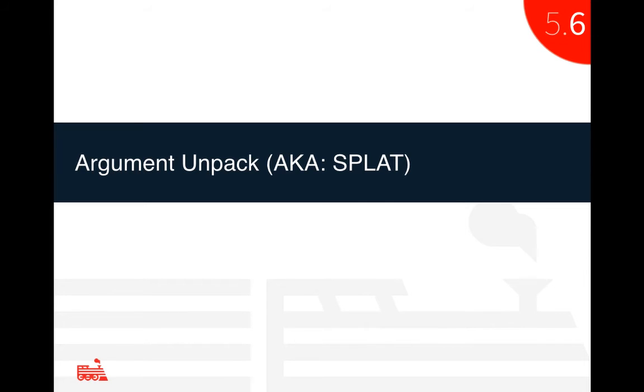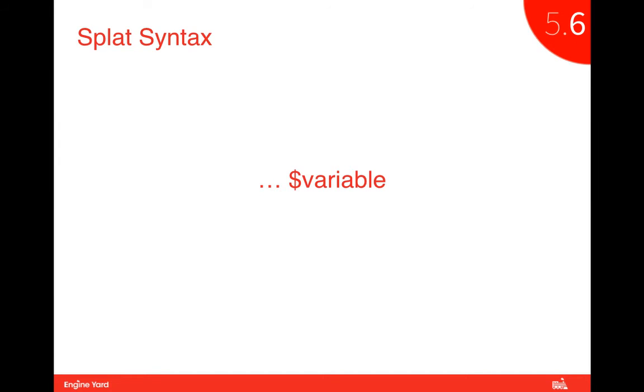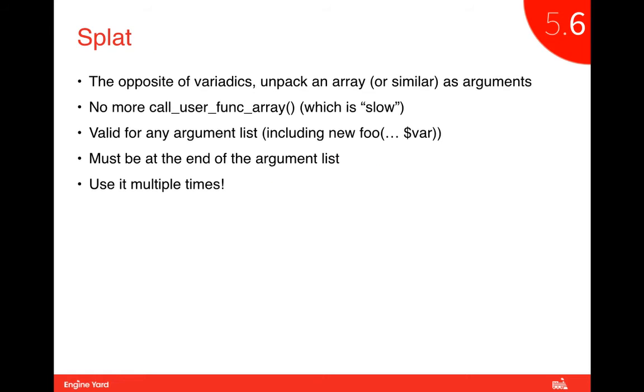The flip side of this is argument unpacking, also known as splat. Same syntax, triple dot $variable, except that you use it when calling functions. You can use it with any function in PHP. It's not part of the definition, it's part of the call. What it does is allow you to take any array-like structure, so it could be a real array, it could be some sort of SQL array object or something like that, and unpack it into the individual parameters for that function. So it's the opposite of variadics.